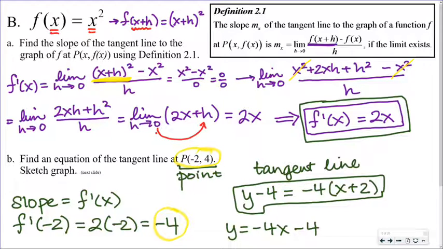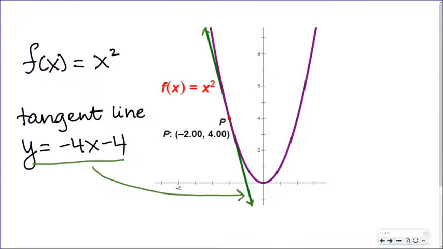Okay, what does that look like graphically? Let me show you on the graph of this function. So you can see here we've got a picture. F of x is x squared. That's the graph of this parabola in purple. We have point P shown, the point negative 2, 4. And we found the equation of this tangent line, y equals negative 4x minus 4, which is the green line that you see touching the curve at negative 2, 4, tangent to the curve at the point negative 2, 4, which is telling me that at this point, the rate of change of this function is negative 4.